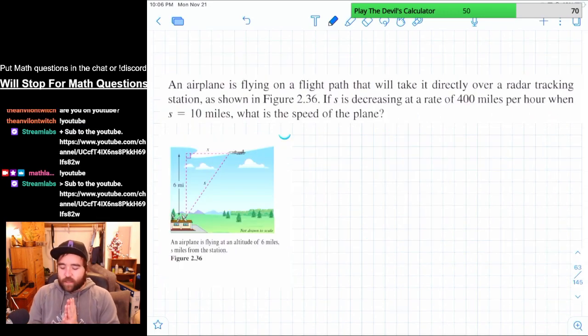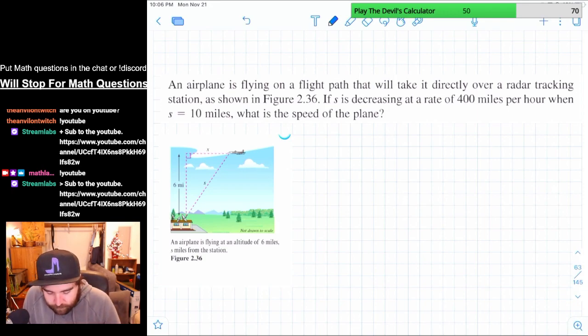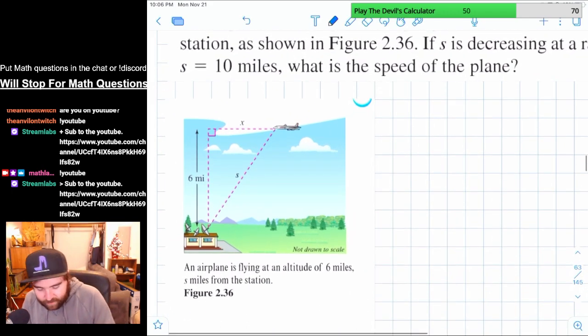All right, so here's the next example. An airplane is flying on a flight path that will take it directly over a radar tracking station, as shown in the picture. If s is decreasing at a rate of 400 miles per hour when s is 10, what is the speed of the plane? Is the speed not 10? Or s not the speed?